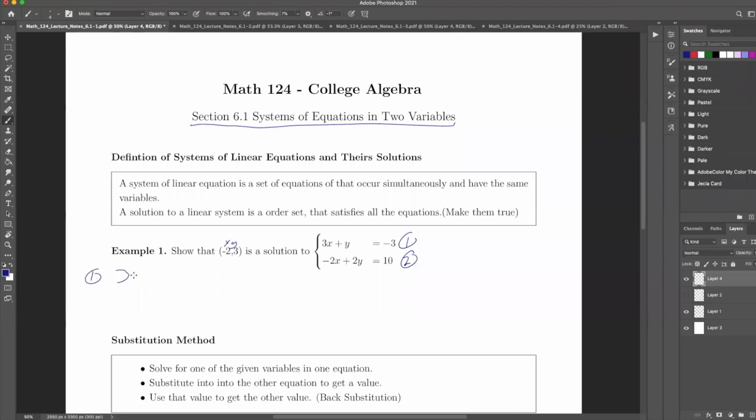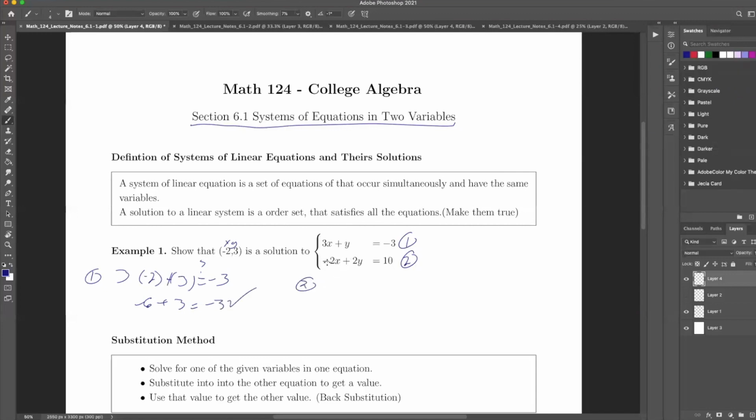So for equation 1, I'm going to have 3 times minus 2 plus 3 equals minus 3. We put a little question mark if we don't know. We crunch through this, we get minus 6 plus 3 equals minus 3. That's true. And then equation 2.